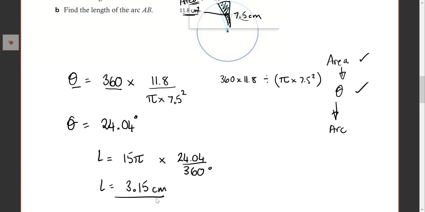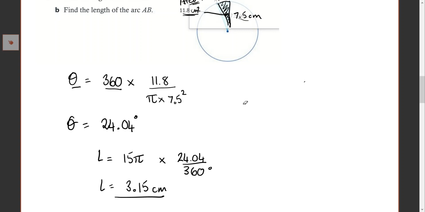Could it be pi? 3.15, you said? It's not. If you hadn't rounded it, could it have been pi? Probably. Well, I'll tell you what, let's have a look. Do you remember I said about radians being easier? Let's do it in radians.